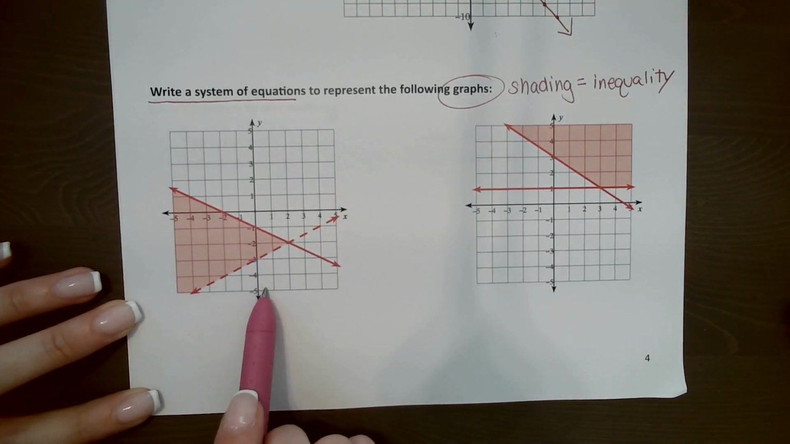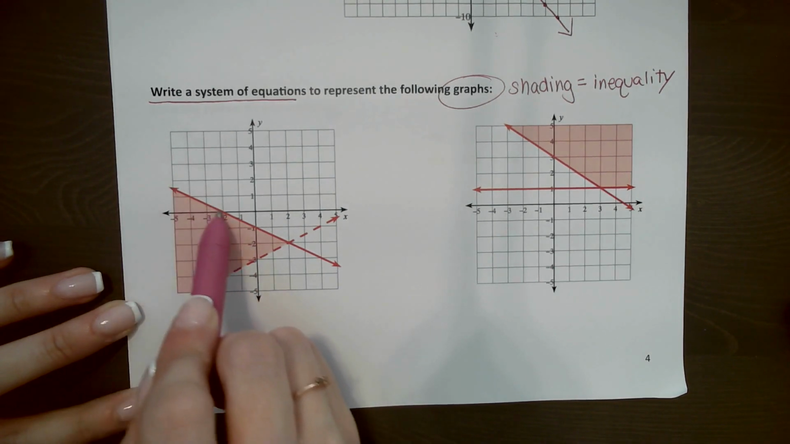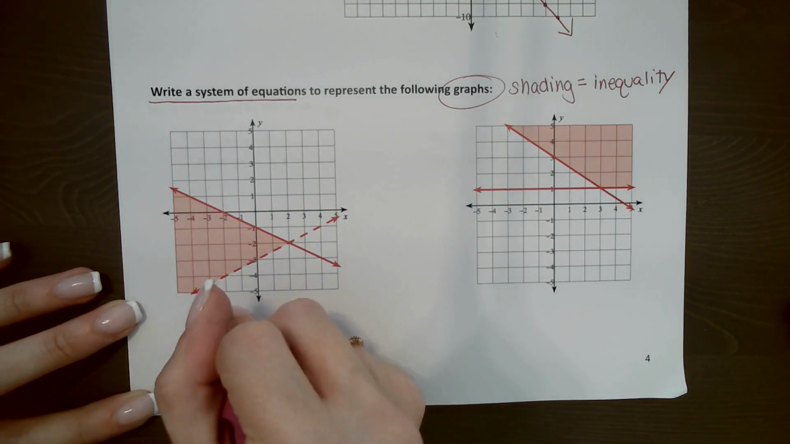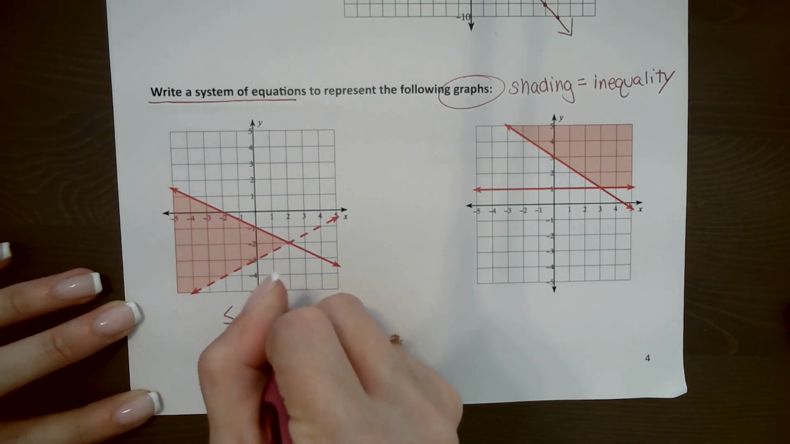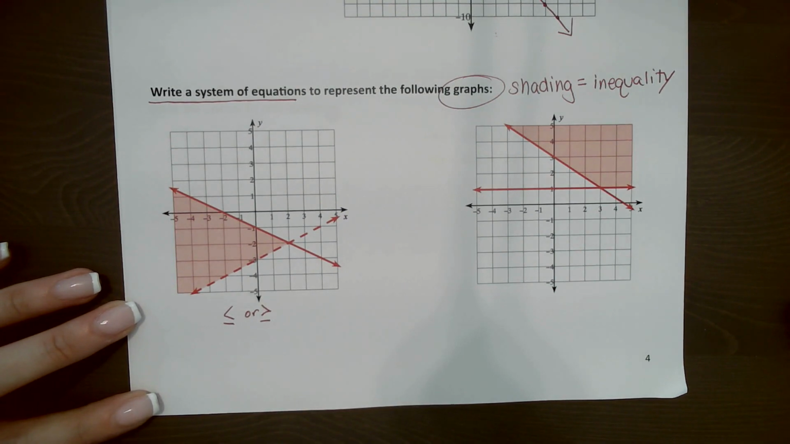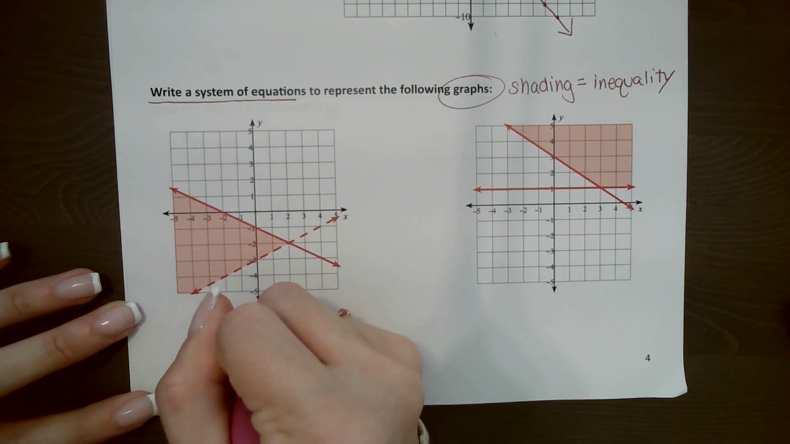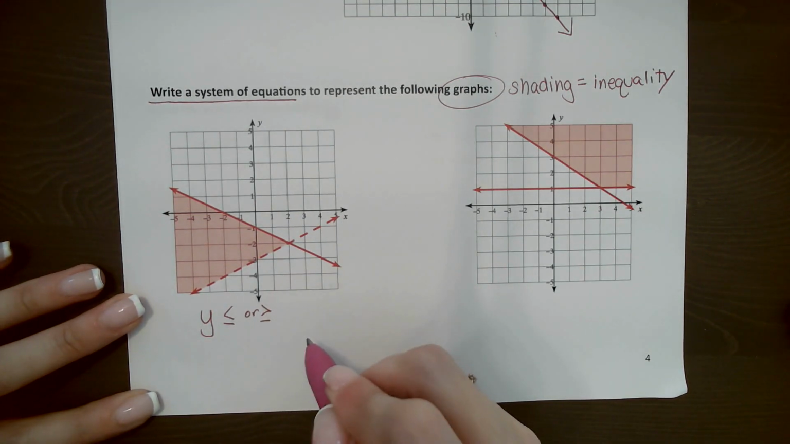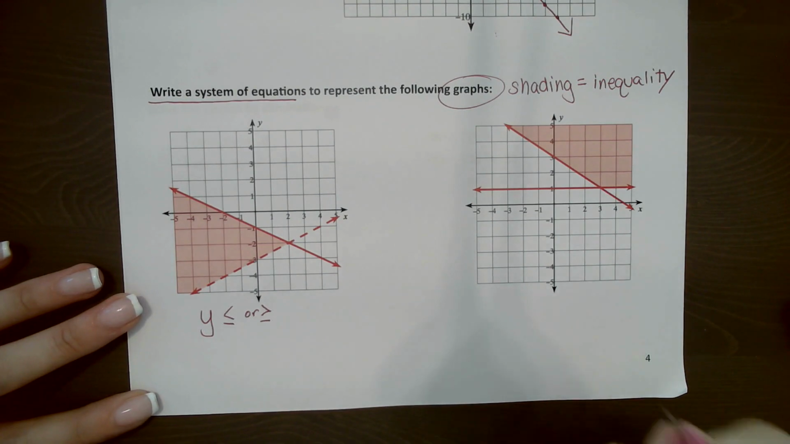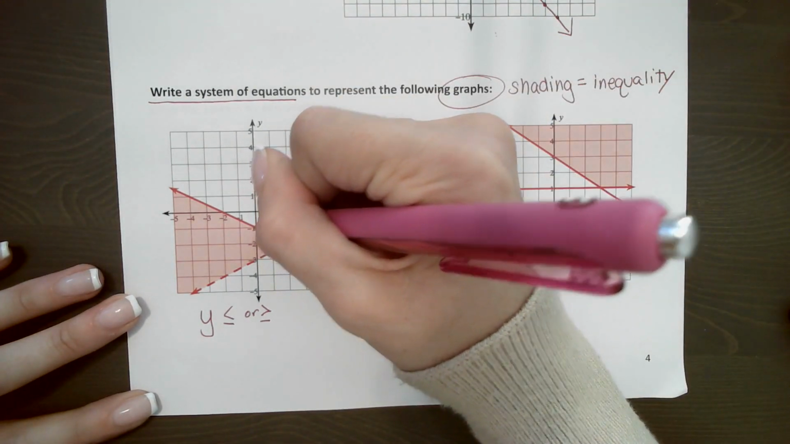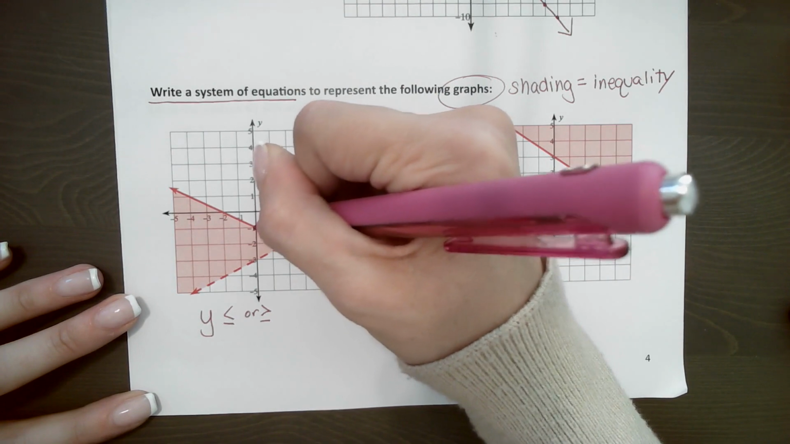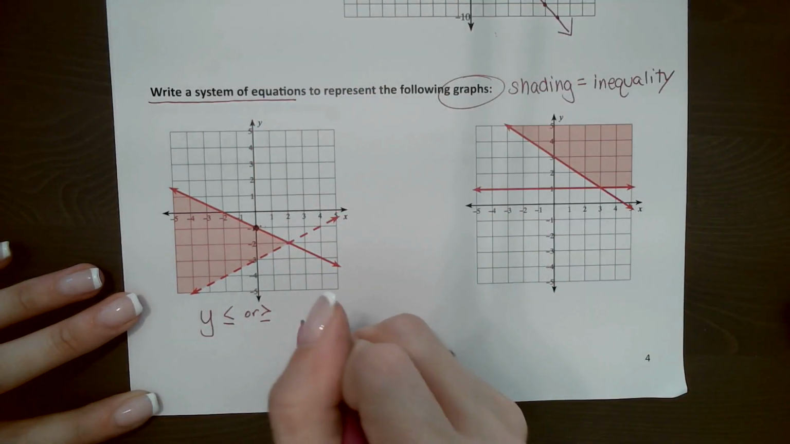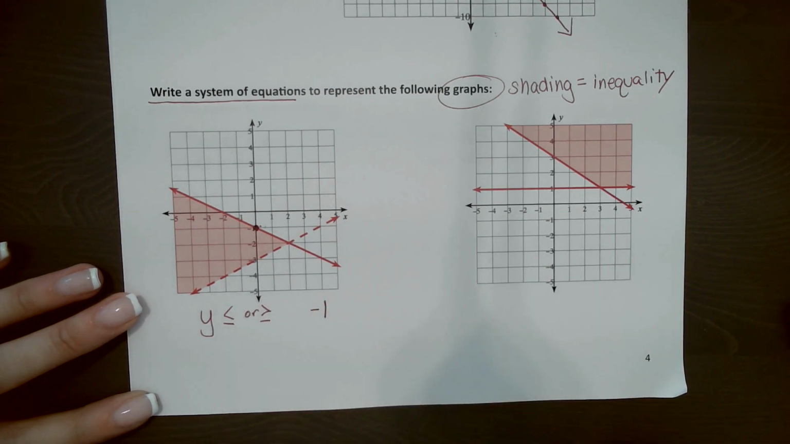Let's look at our first graph. This is our first system of inequalities. I'm going to start with this solid line. Now, if it's a solid line, I know it's going to be less than or equal to or greater than or equal to. I know I'm going to have a y just because I always do. y equals mx plus b. And then I need to find my slope and my y-intercept. So this line crosses the y-axis at -1. So my y-intercept is -1.